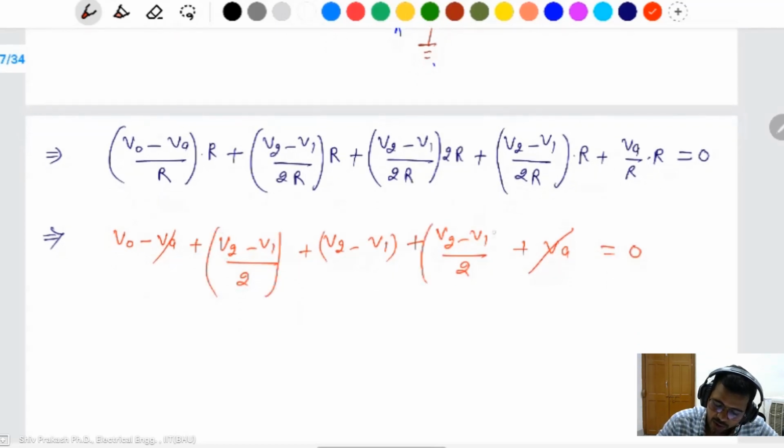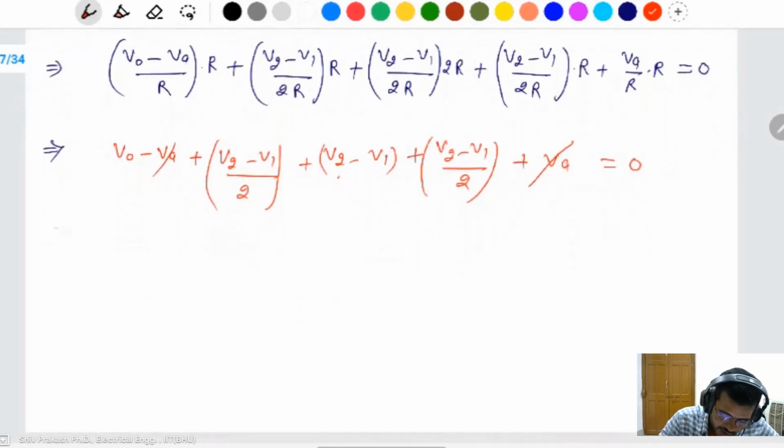This will be the half. You can add this one. This one is the V2 minus V1 only. This one V2 minus V1 also. Then both are add up. Then V naught plus 2 V2 minus of V1 is equal to 0.